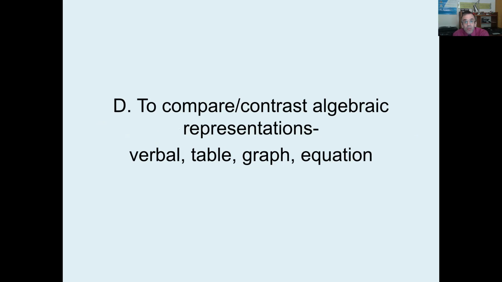One of the things that is important about this activity is that you can connect algebraic representations. In order for students to become proficient algebraically, they need to be able to use these different representations and move back and forth between them with proficiency and ease.